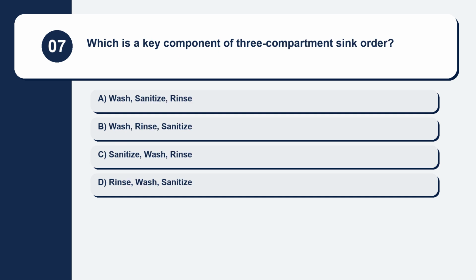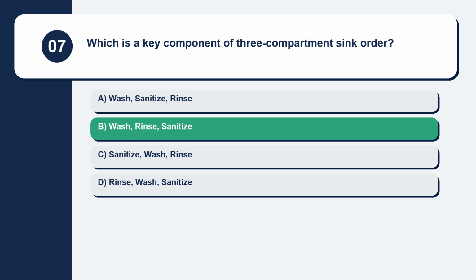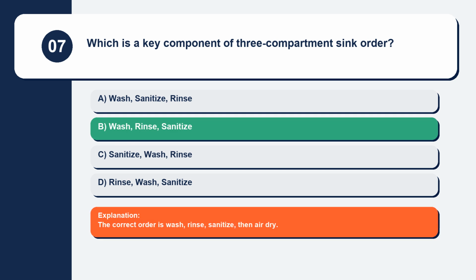Question 7. Which is a key component of 3-compartment sink order? Wash, sanitize, rinse; wash, rinse, sanitize; sanitize, wash, rinse; rinse, wash, sanitize. The correct order is wash, rinse, sanitize, then air dry.